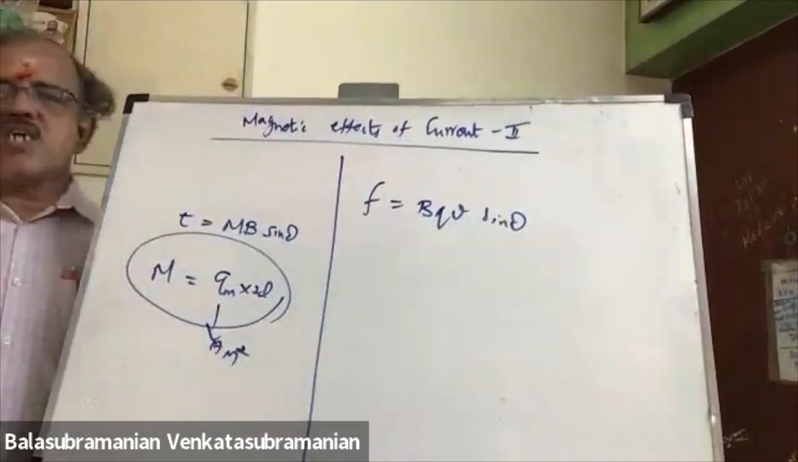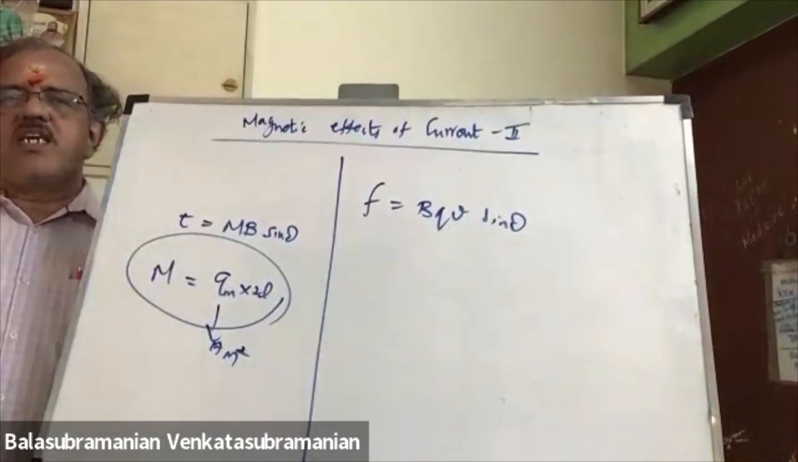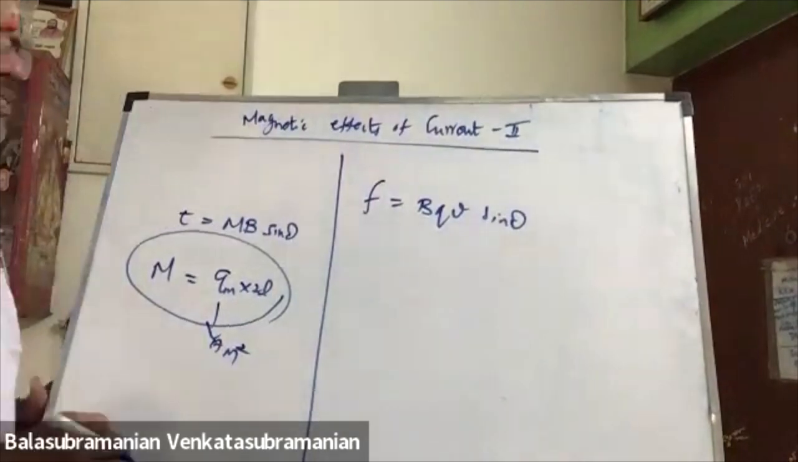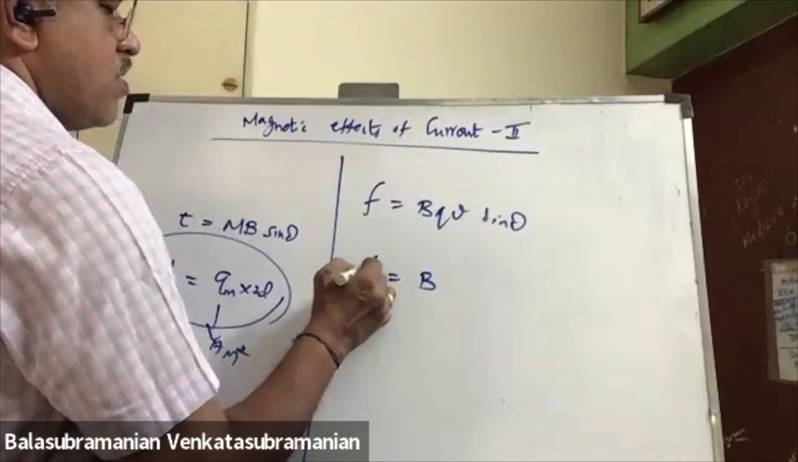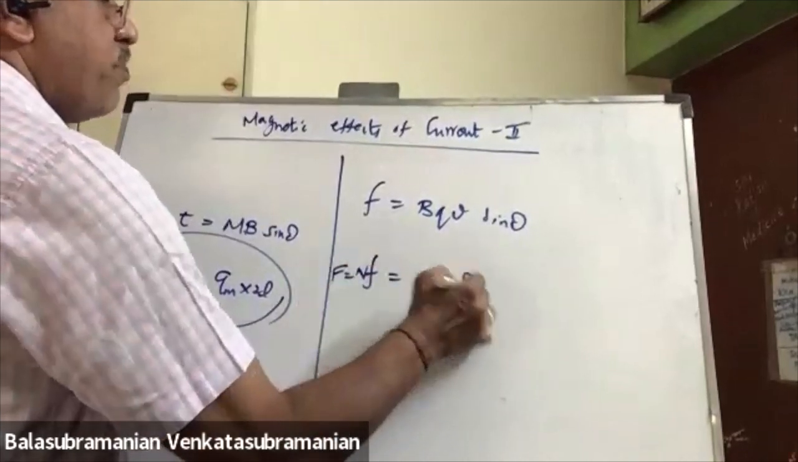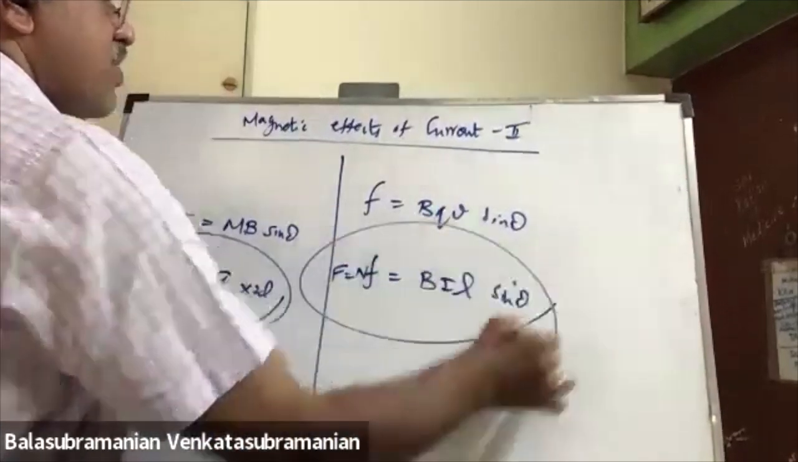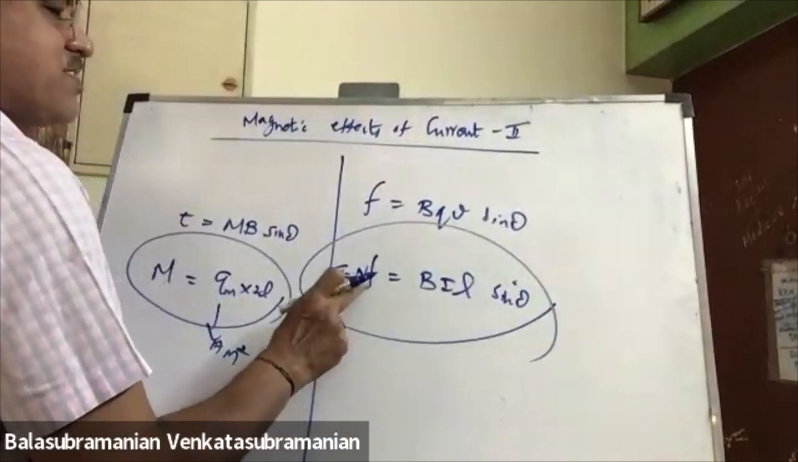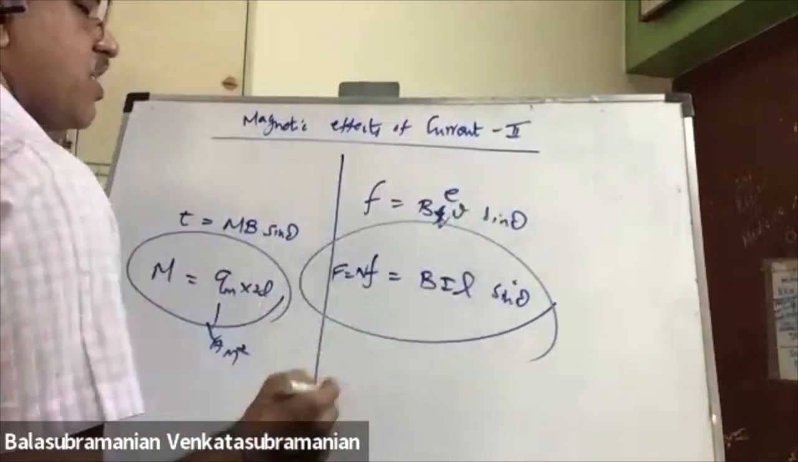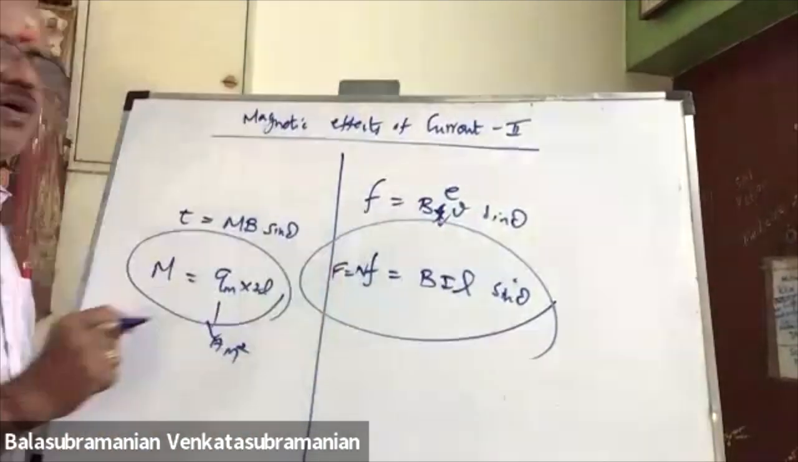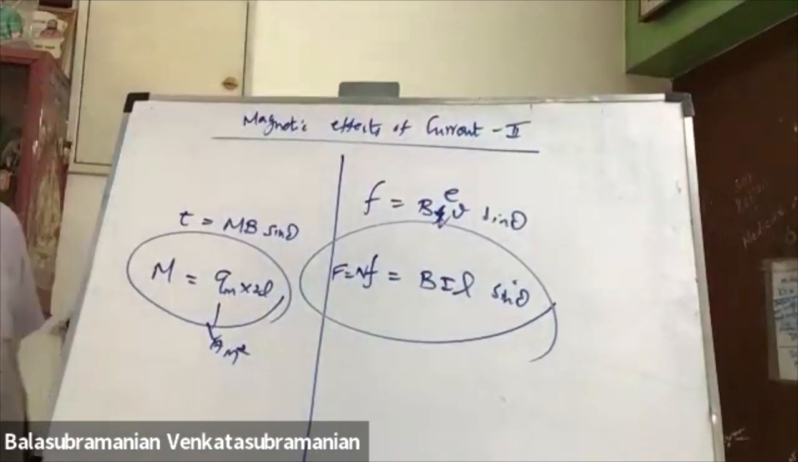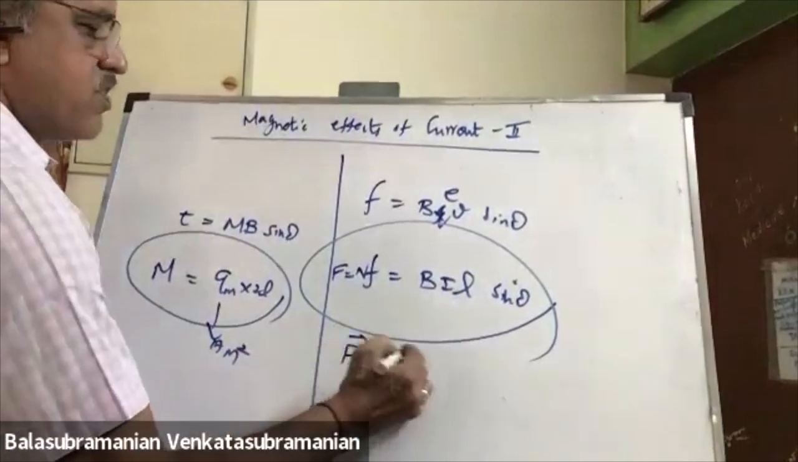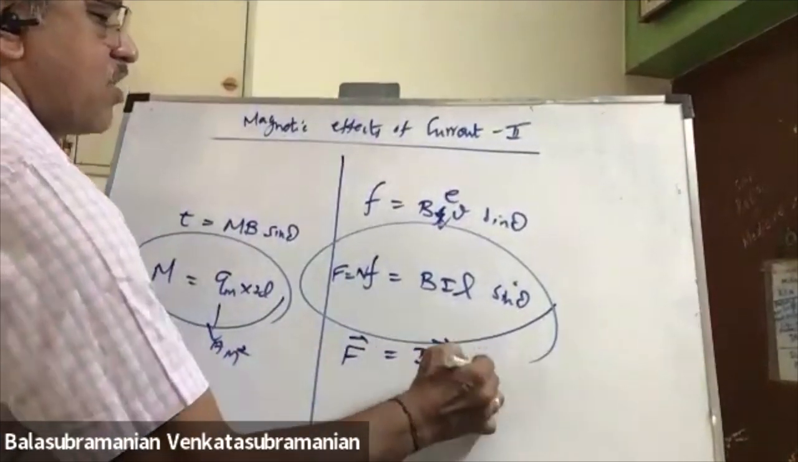Whereas when you keep a current carrying conductor in a magnetic field, then capital F is equal to B I L sin theta. The force experienced by a single charge is Q V B, where N is the total number of charges present in that particular wire. So the total value is B I L sin theta. In vector form, F is equal to I L vector cross B vector.